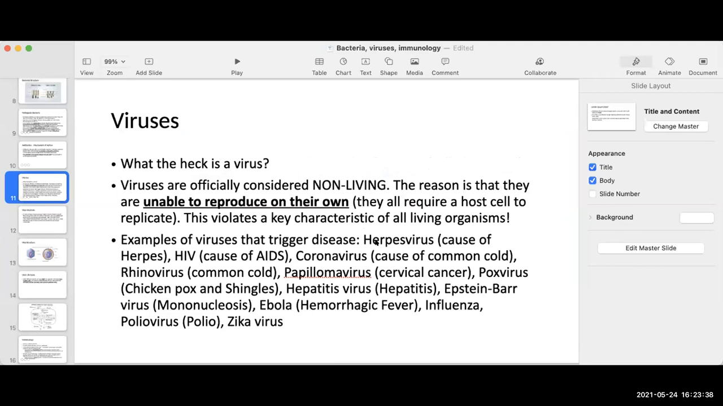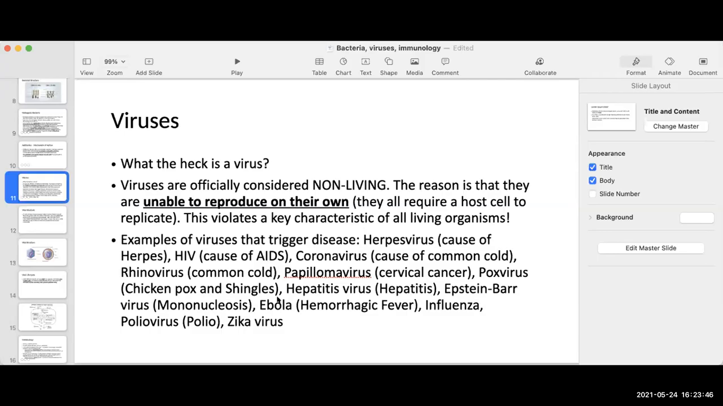But here are some examples of some common, not common, but well-known viruses that you may have heard of. Herpes virus, HIV, cause of AIDS, coronavirus, which I'm sure none of you have heard of, none. Who knows what that is? Rhinovirus. So if you had a common cold before, then it was a different coronavirus or a rhinovirus.